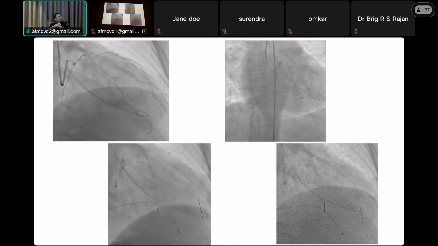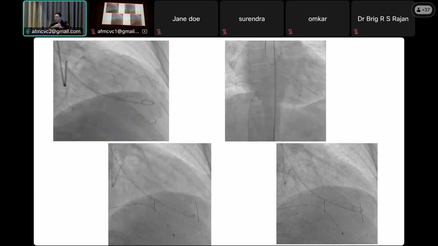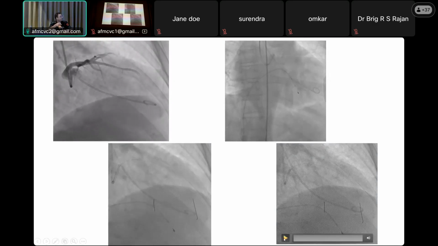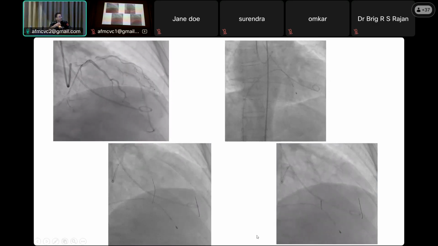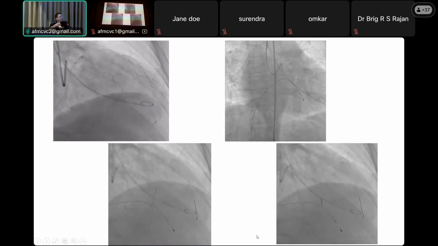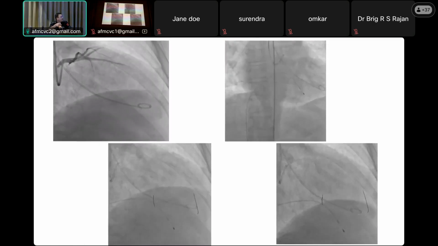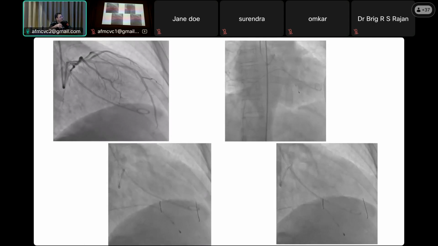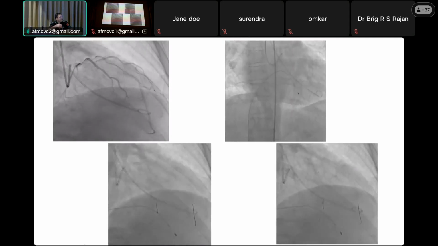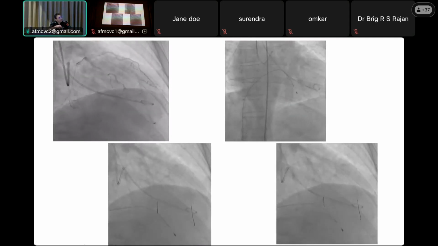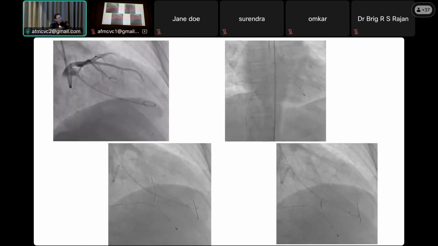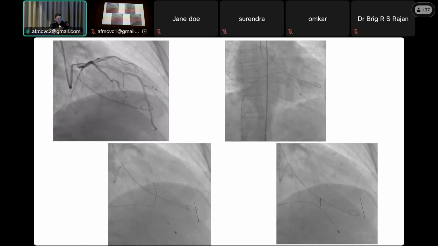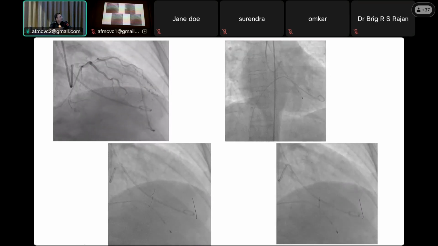We put in a temporary pacemaker because these patients can have bradycardia, RBBB, or LBBB post procedure. So we keep the temporary pacemaker in situ. And then we take a wire and place one wire in the LAD and one wire in the septal branch. And we take an over-the-wire balloon. Here, if you see, we take a balloon in the septal branch and we occlude this septal branch.